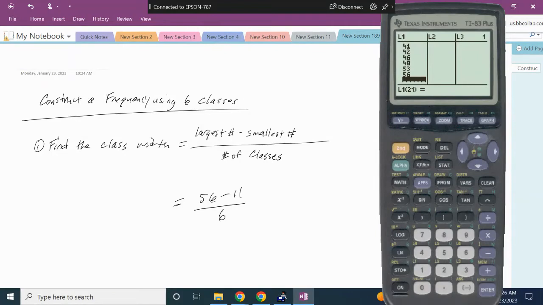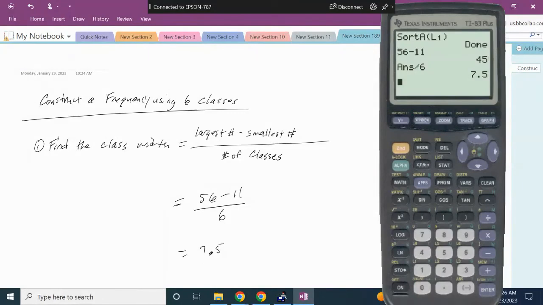So if we do the math on that, 56 minus 11, so I'm going to go back to the home screen, all calculations on the home screen. 56 minus 11, and notice I hit enter, divided by 6 is 7.5.